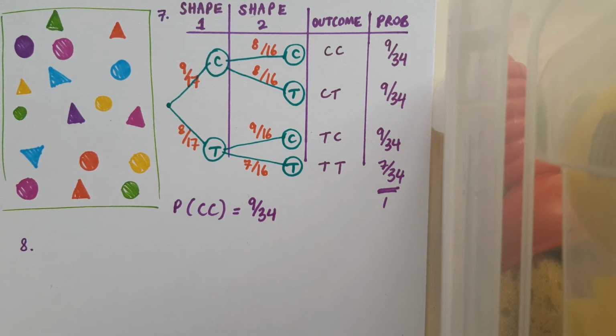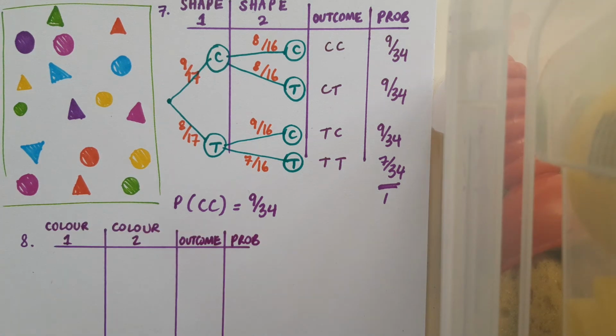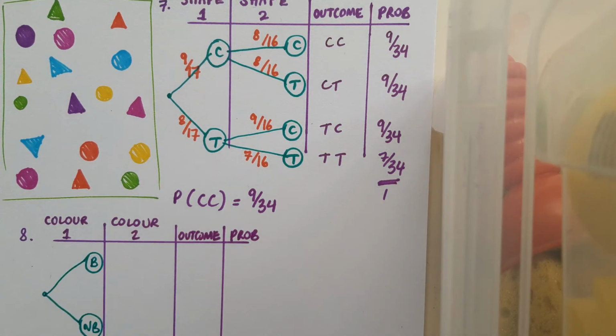Question 8 is similar in that I'm selecting a shape and not replacing it. But this time I'm focusing on the colour of the shape that I'm selecting, not the shape itself. So this will require me to draw a separate tree diagram. So I've set up my tree diagram's columns, as you can see. And since I'm focusing on colour here and it's about it being blue or not, I'm going to say blue and not blue. So B and NB.